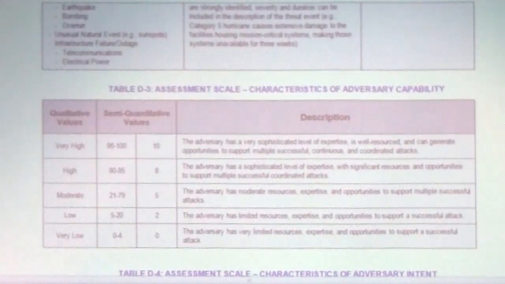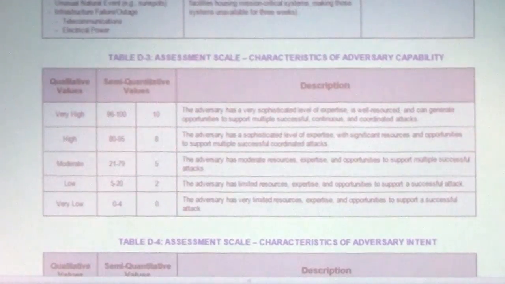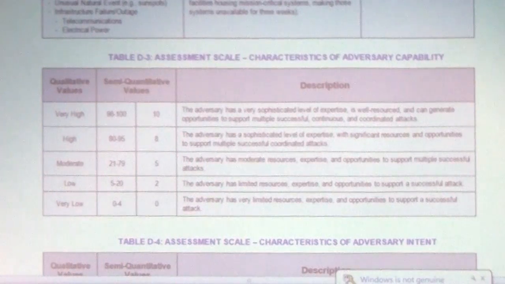So in table D3, we see a scale for how to rate our adversary's capability. Do they have the knowledge and the resources to make them a capable threat source? So we can just give that a rating. And again, most of the time, we probably don't know for sure, so we're definitely making an assumption here.